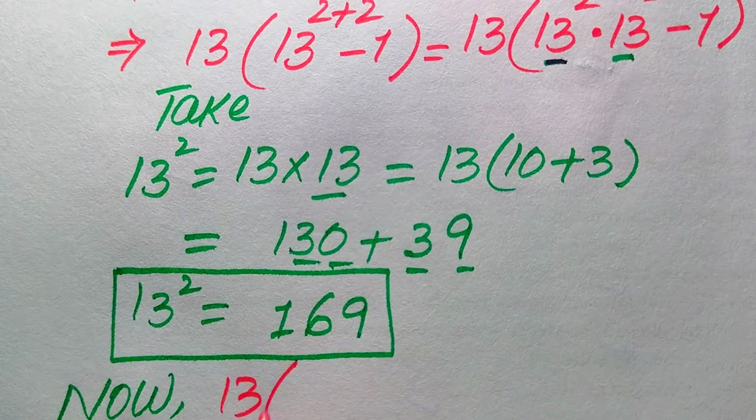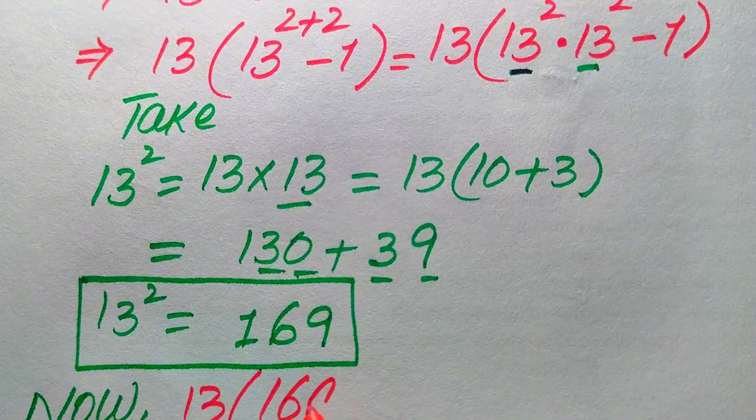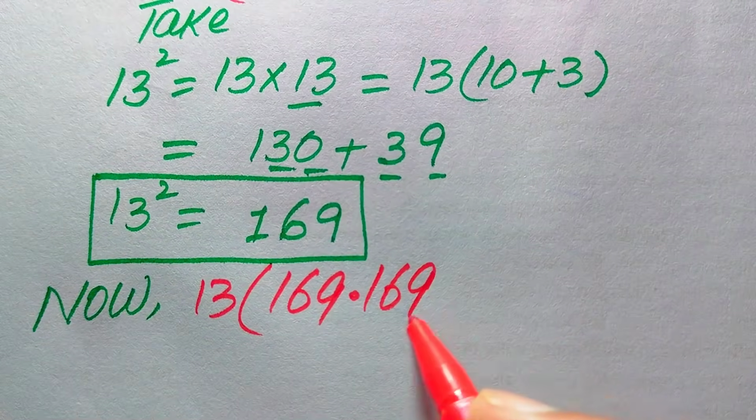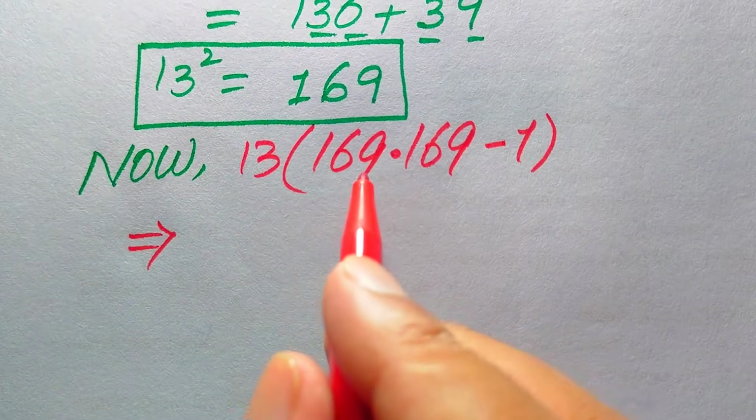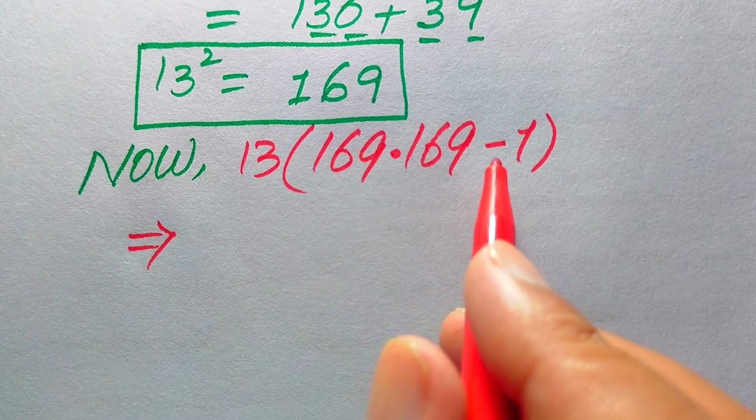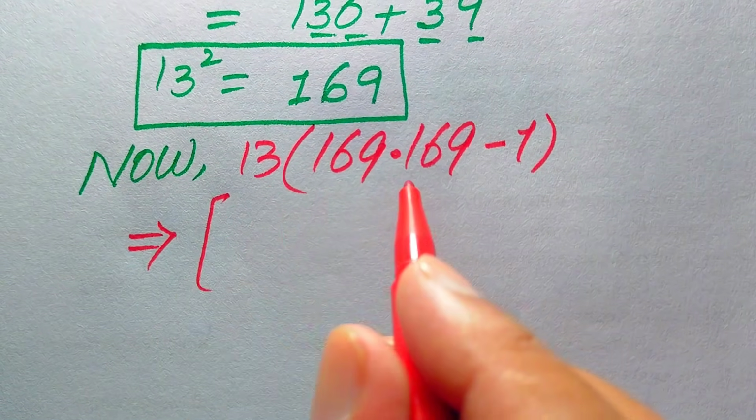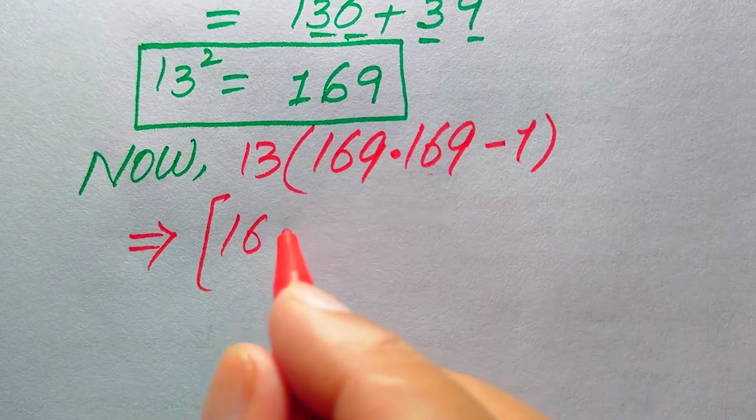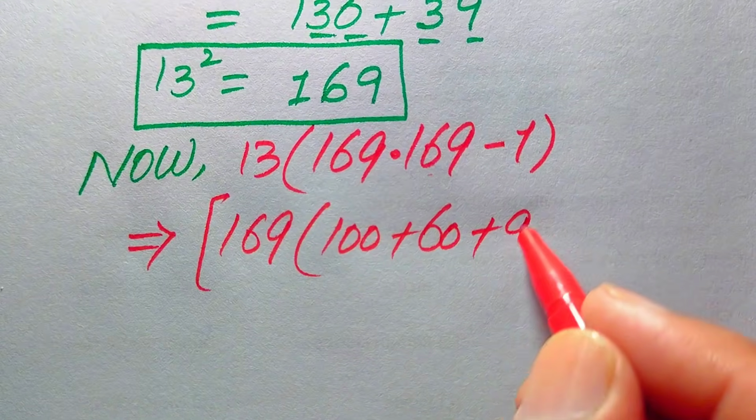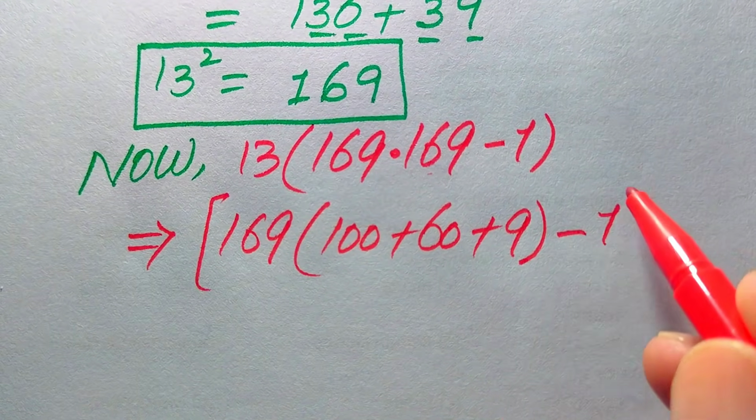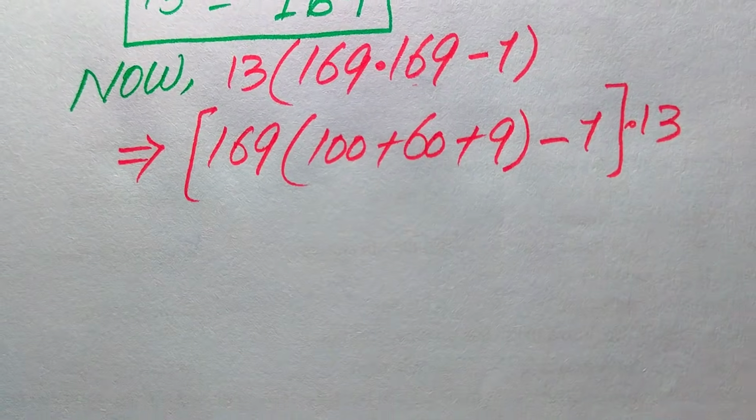So now our above expression is copied down here. This is 13 times 13 squared times 13 squared, and we replace the value of 13 squared here, and it becomes 169 times 169 minus 1. And further in the next step, we first multiply these two values, then we subtract 1, and at the last we multiply it by this 13. So we break this 169 as 100 plus 60 plus 9, and this is minus 1.